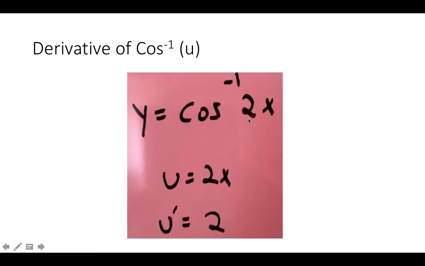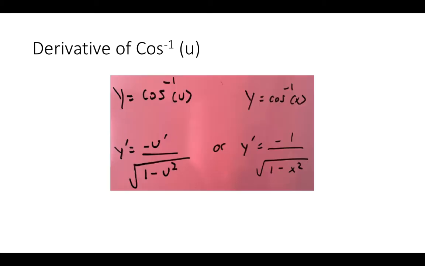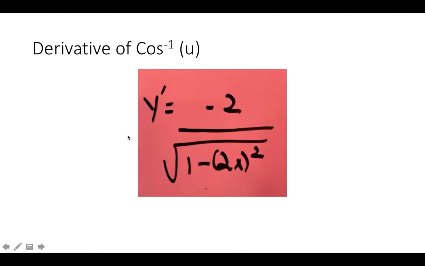So what is the derivative of 2x, guys? 2. Now we have our u prime value and our u value. We just go back and insert it into this formula. Boom. Now the numerator u prime is going to be negative 2. The denominator, which is the square root of 1 minus u squared, is going to be the square root of 1 minus 2x squared.